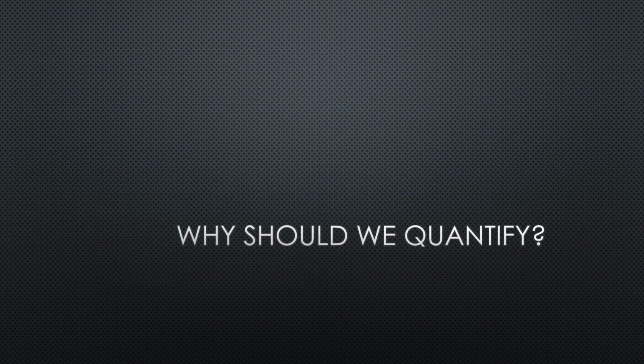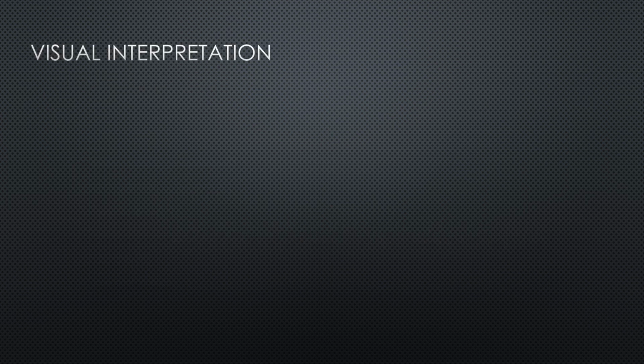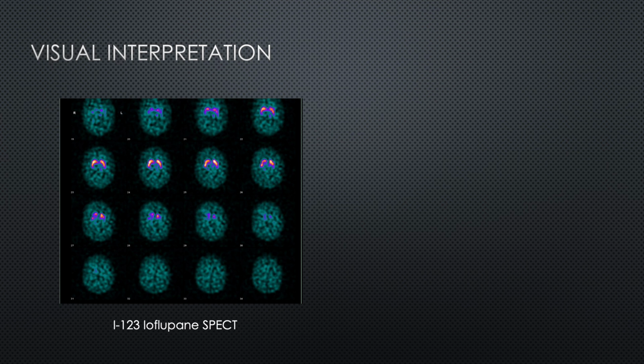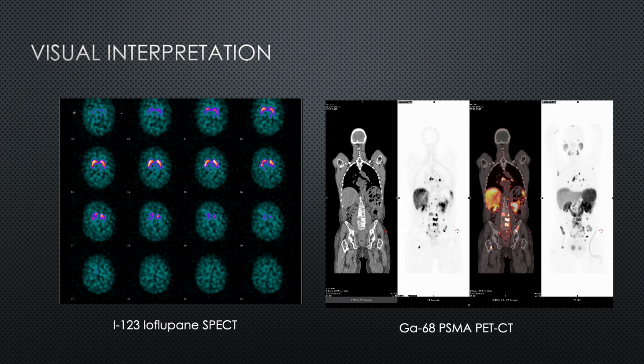So why should we quantify? A lot of nuclear medicine is based on visual interpretation of images, where the presence or absence of radiopharmaceutical gives us information to make a diagnosis. So, for example, in this ioflupane SPECT image, the absence of the radiopharmaceutical in striatal structures can help us determine whether the patient's physiology is in alignment with what would be expected in Parkinson's disease.